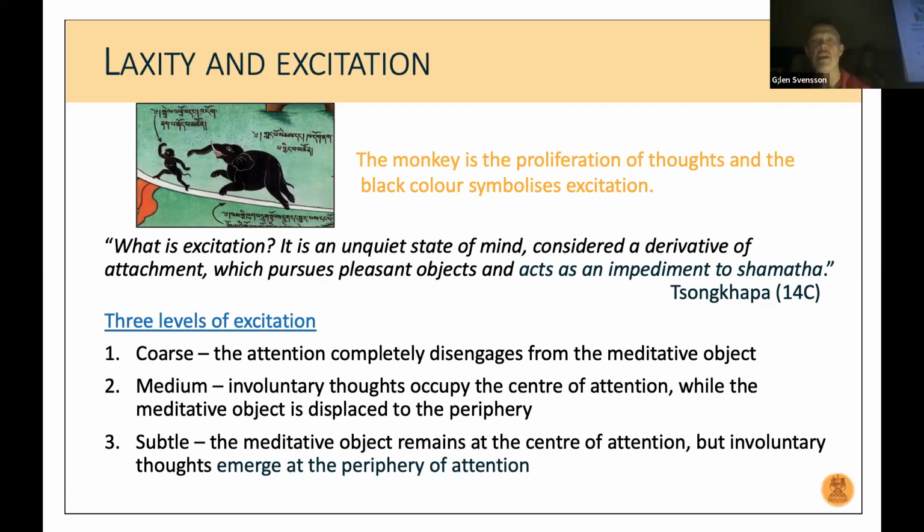And we see this here from Tsongkhapa, who says, what is excitation? It is an unquiet state of mind considered a derivative of attachment, which pursues pleasant objects and acts as an impediment to shamatha. So rather than saying distraction, we see the word excitation to highlight that the most common reason we get distracted is we get caught up in the so-called sense pleasures. This is so boring, I want something more pleasurable. We're chasing after those. That's excitation.